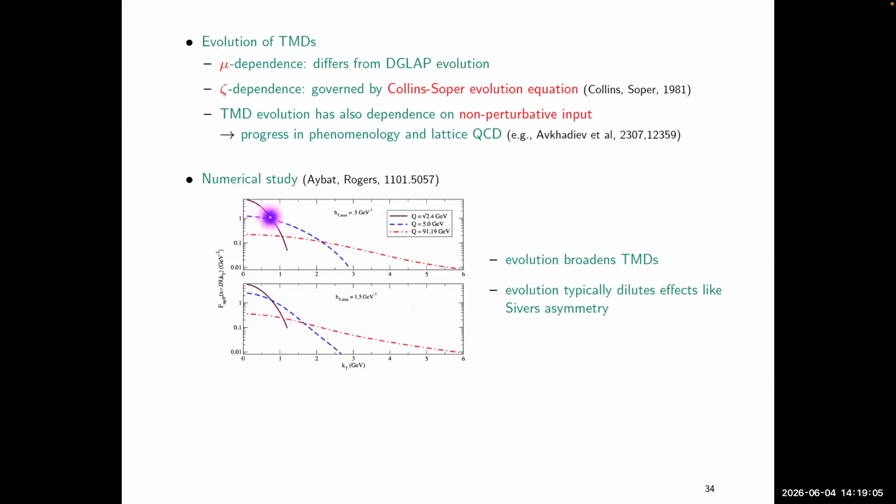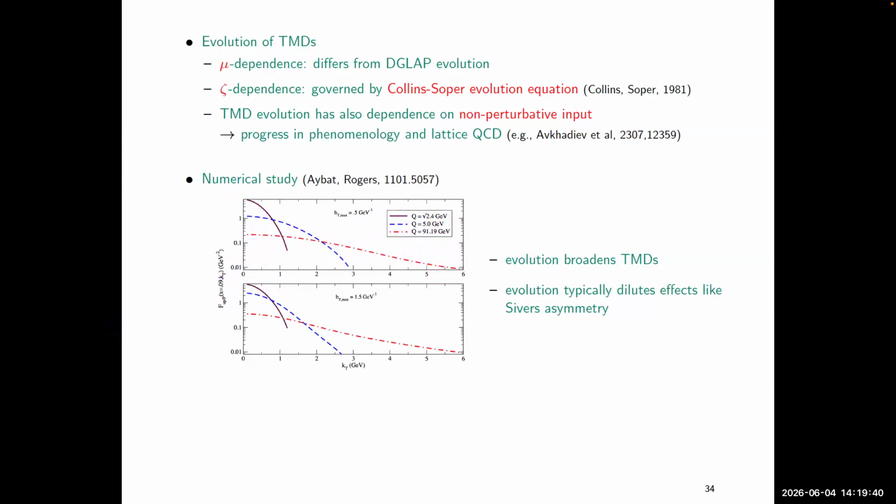So here, the full curve is for a scale of square root of 2.4 GeV. I actually forgot why they used this odd number here. But anyway, the blue dashed curve is for Q of 5 GeV, and the red curve is for the mass of the Z boson. Notice this is a logarithmic scale. What you see is an unpolarized TMD. Once you go from lower to higher scales, these distributions get wider.